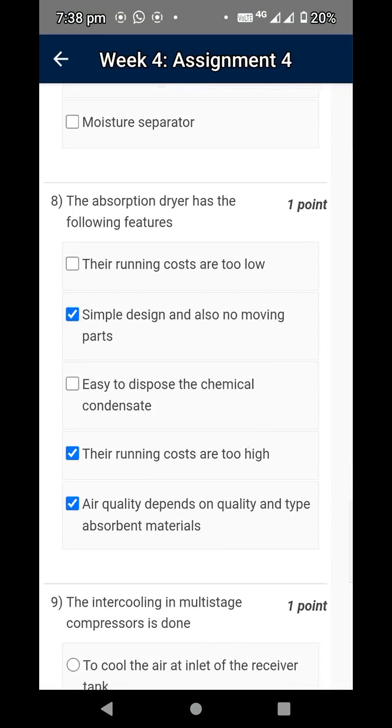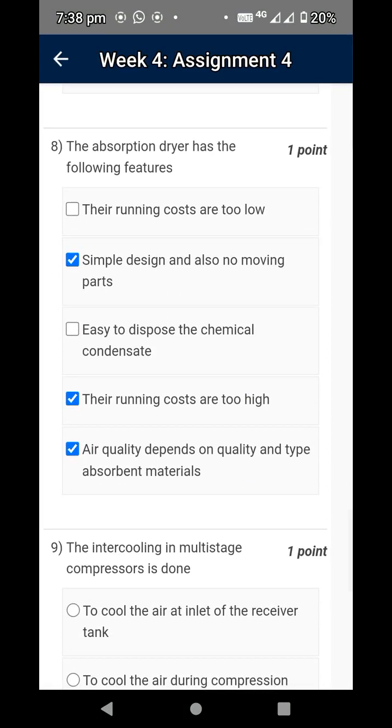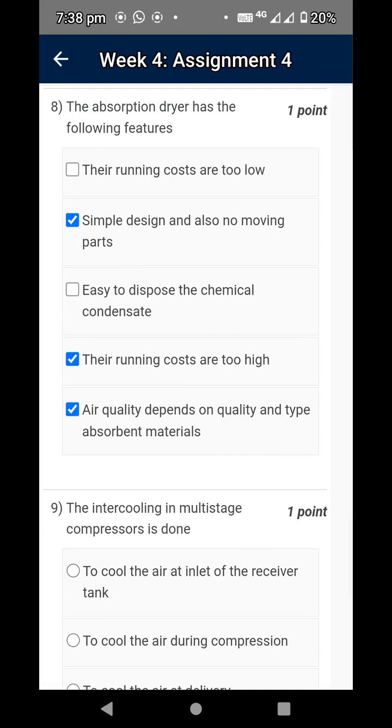So question number 8. The absorption dryer has the following features. As per the NPTEL class, they indicate that it is a simple design and doesn't have any moving parts. So option 2 is correct. And then the running cost is high, which is why absorption dryers are not widely used. It's the main limitation of the absorption dryer. So options 2 and 4 are correct.